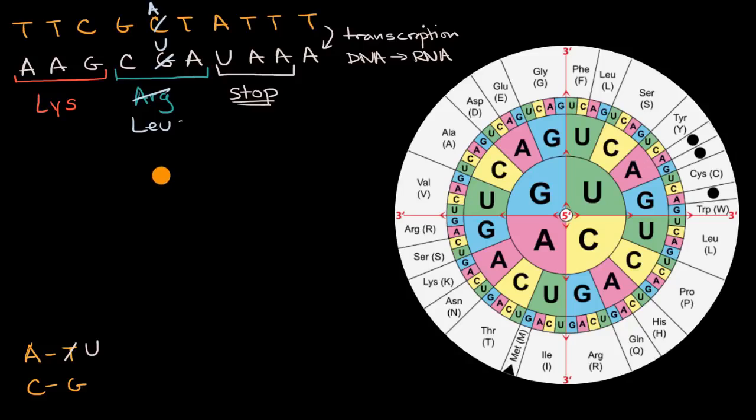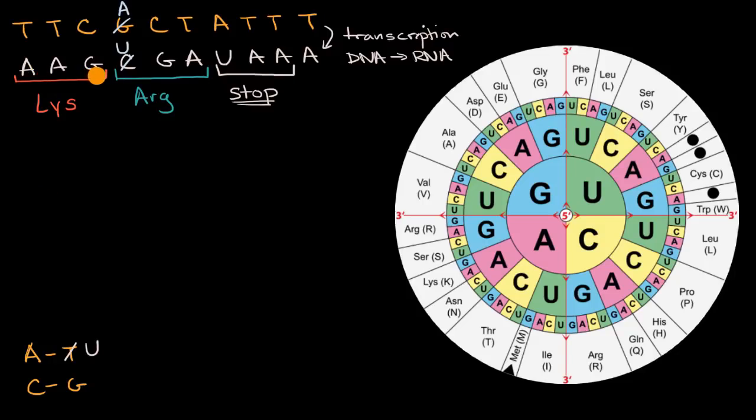Leucine, L-E-U. This is fairly typical for a substitution mutation. It might change a particular amino acid, but sometimes it could be more significant. For example, if this G was swapped out for an A, then this C on the RNA would then be a U, and then what would happen?